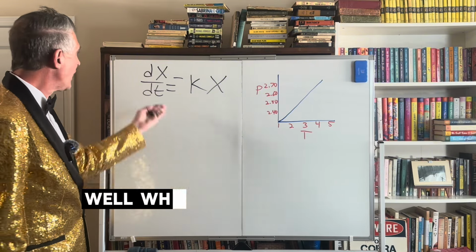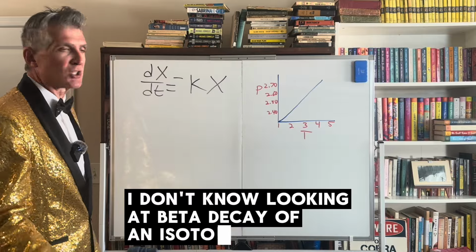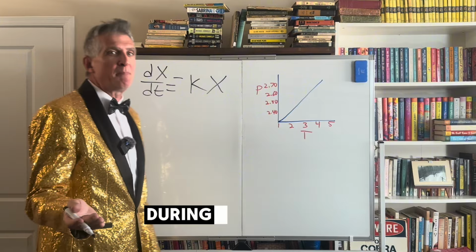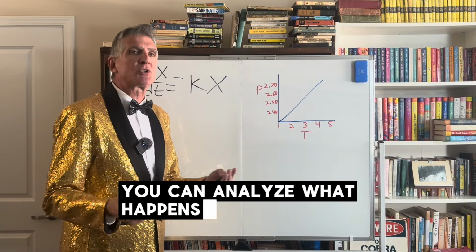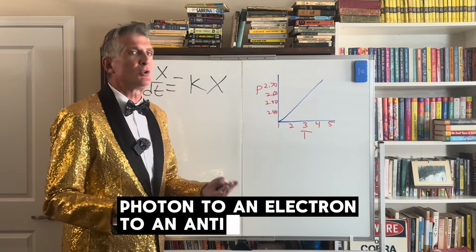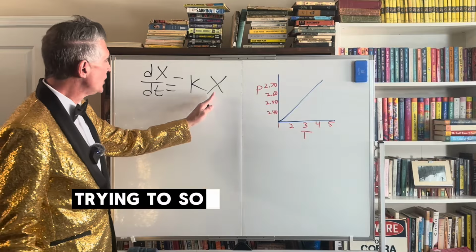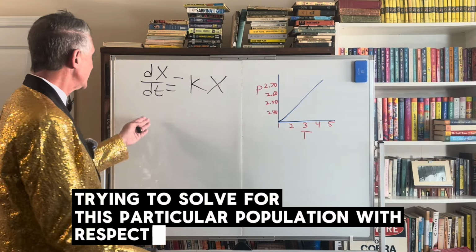Now, you may be thinking, well, why are we interested in something along the lines of looking at beta decay of an isotope like carbon-14? Well, during beta decay, you can analyze what happens to a neutron when it changes from a photon to an electron to an antineutrino. That's part of why you look and see what's going on with beta decay, trying to solve for this particular population with respect to time.